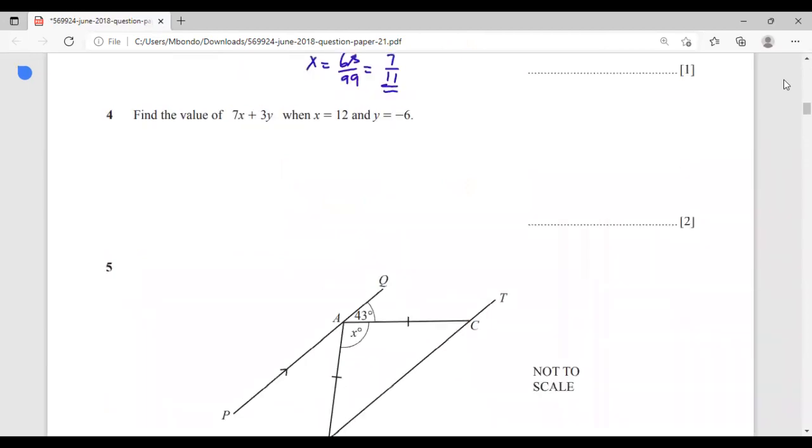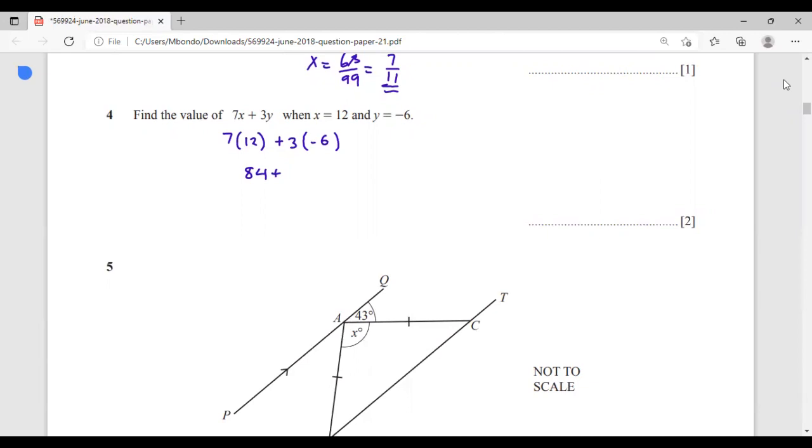Then we have this question here. Find the value of 7x plus 3y when x is equals to 12 and y is equals to -6. So we are going to say 7, where we have x, we put 12, plus 3, and where we have y, we put -6. Okay. So when we multiply here, 7 by 2, we're going to get 14. All right. Then we have a 1. 7 by 1, it's 7.